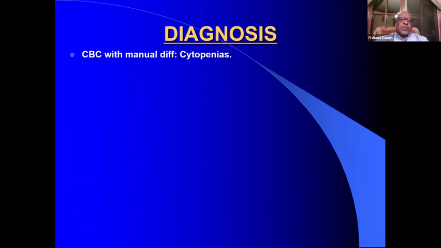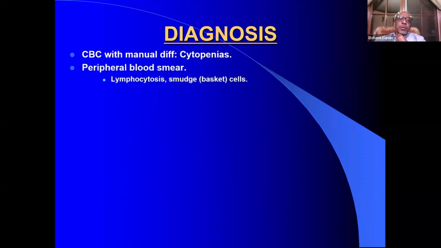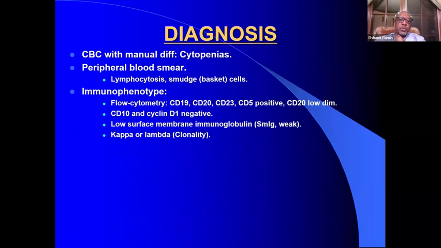Diagnosis of CLL, very simple. The diagnosis relies on the CBC with manual diff. Then you may see cytopenia, anemia or thrombocytopenia, in addition to the lymphocytosis. Peripheral blood smear: lymphocytosis with smudge cells, also called basket cells. Very characteristic, not pathognomonic. The smudge cells or basket cells form basically because the cells are fragile, so they burst very easily, and you crush them when you make the slide. That's how we get smudge or basket cells under the microscope.